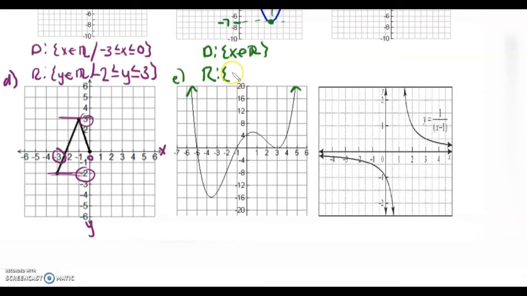Okay, now y is an element of the real number system. Here's the thing. The lowest y value is -16, and then the graph goes up forever. Okay, the graph doesn't exist down here. We call it undefined, right? The graph isn't defined down here. So we can simply say y is greater than or equal to -16.